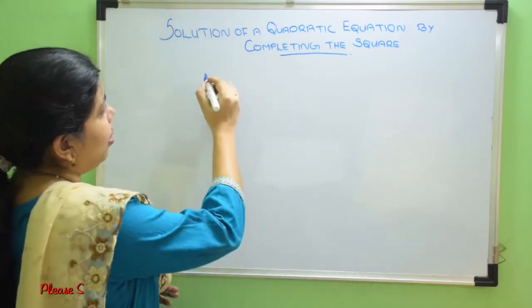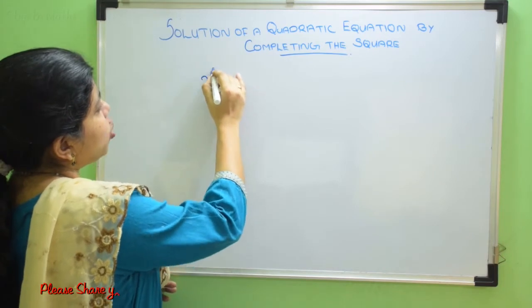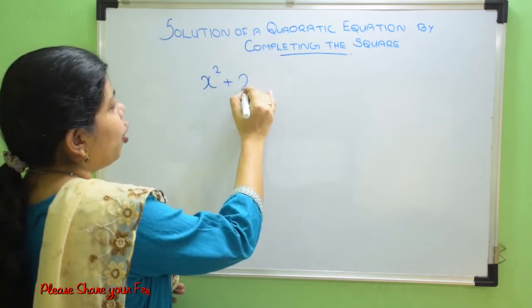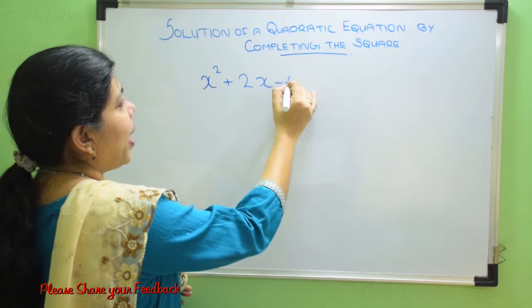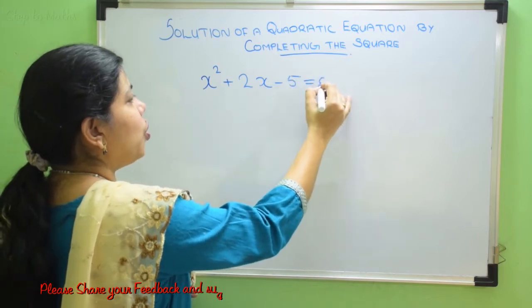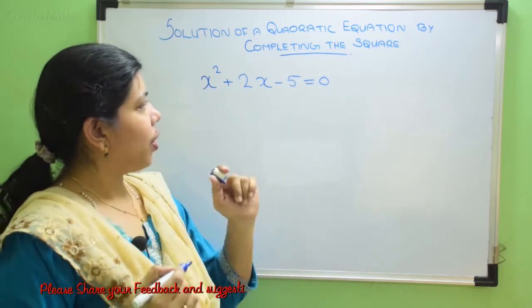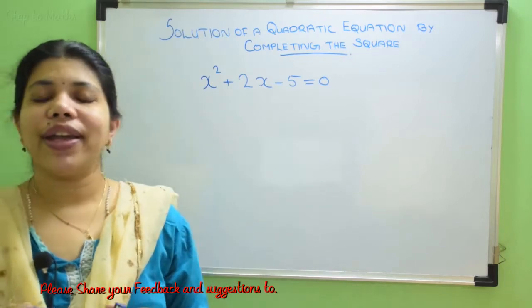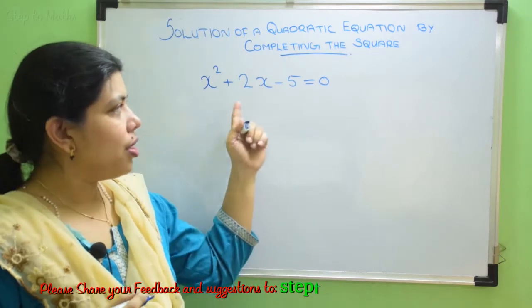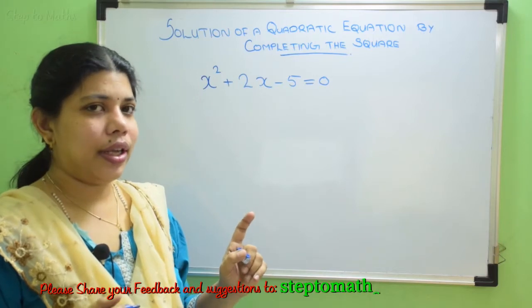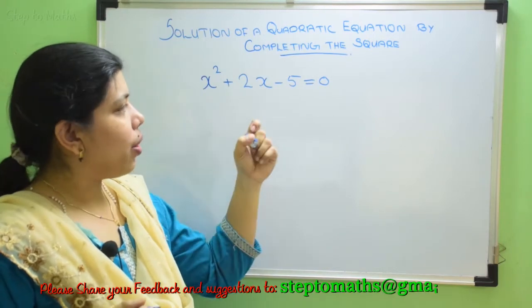In the previous section, we discussed how to solve a quadratic equation using the factorization method. Consider the example x square plus 2x minus 5 is equal to 0. It's a quadratic equation. How can we solve this equation?